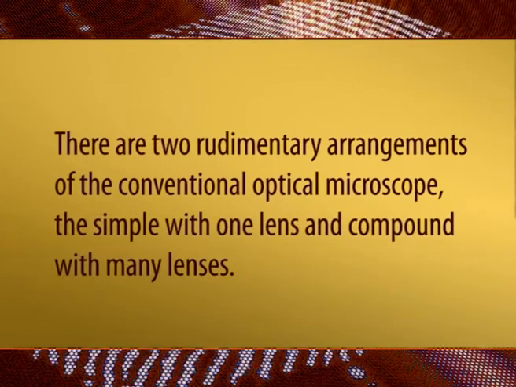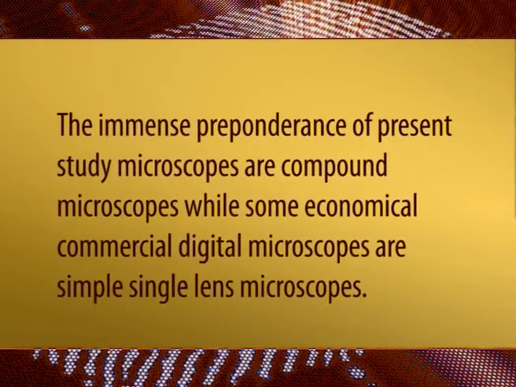There are two rudimentary arrangements of the conventional optical microscope: the simple one with just one lens, and the compound with many lenses. The immense preponderance of present study microscopes are compound microscopes, while some economical commercial digital microscopes are simple single lens microscopes. Principally, a magnifying glass is a rudimentary single lens microscope.